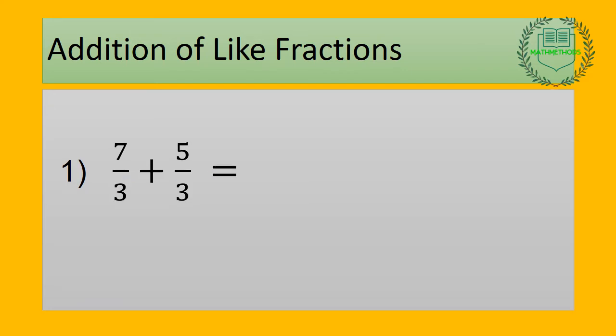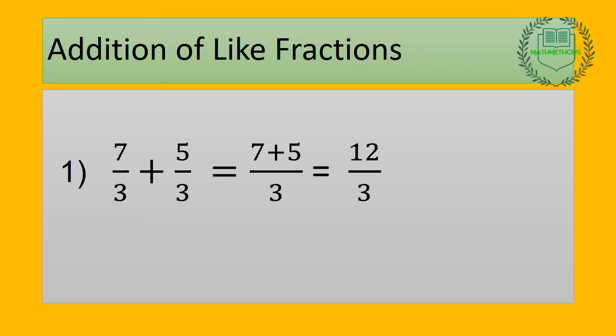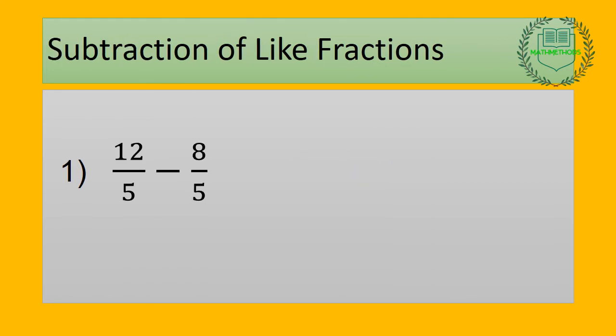In that case, we simply add the numerators 7 plus 5 and we'll keep the common denominator. And what we get here is 7 plus 5 equals 12 upon 3. Let's take one example for subtraction.